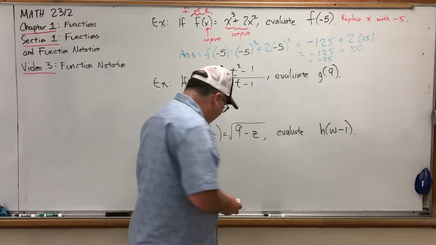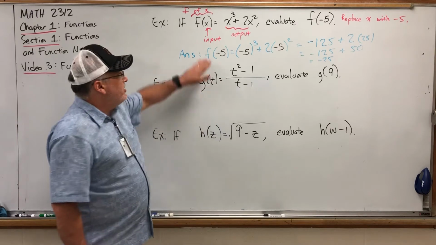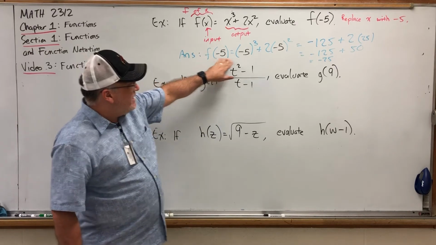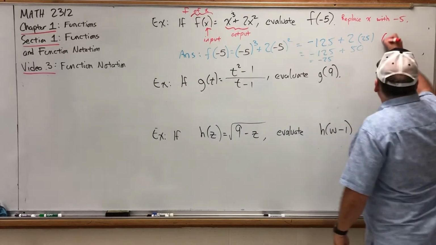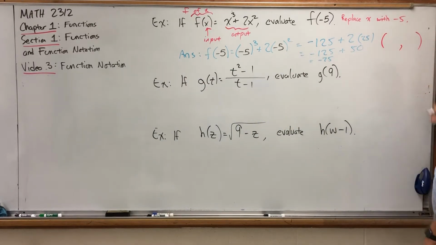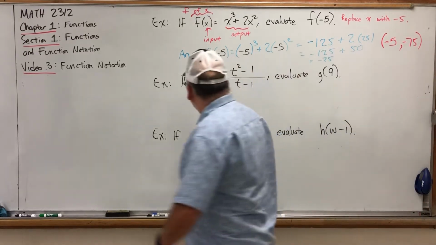It's important to point out that when you evaluate a function, especially numerically, meaning you put a number in and you get a number out, you've actually generated an ordered pair. Keep in mind that the input represents a value in the domain and the output represents a value in the range, meaning we could write the combined input and output as an ordered pair. When we put negative 5 into the function, we got out negative 75. This function turned negative 5 into negative 75.